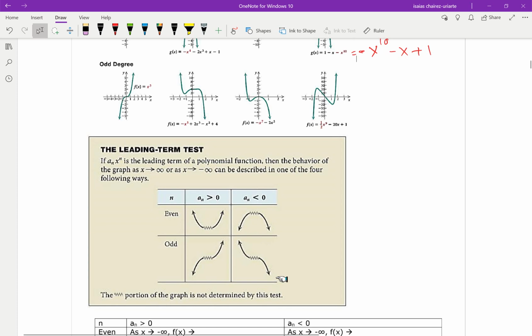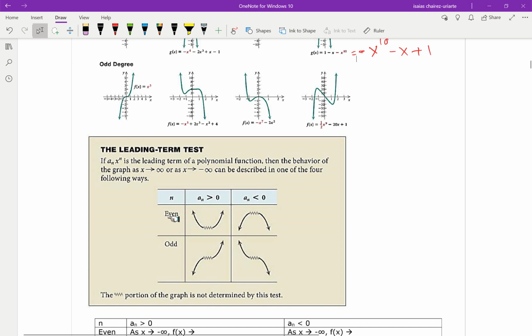Depends on the sign of the leading coefficient. So yeah, this is the leading term test. If I look at the leading term, then the behavior of the graph as x goes to positive infinity or x goes to negative infinity can be described by one of these 4 little patterns.